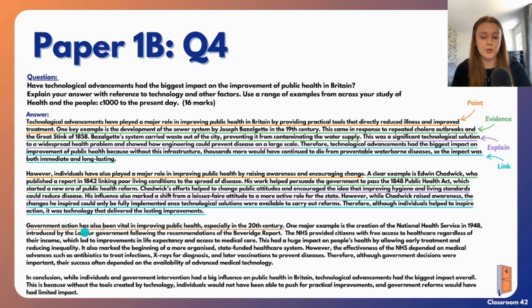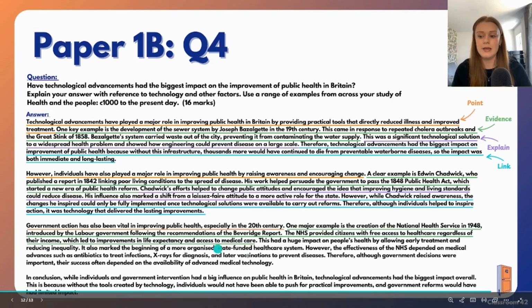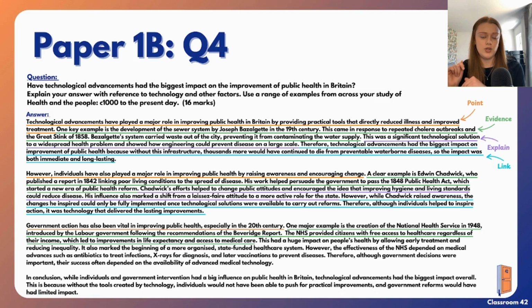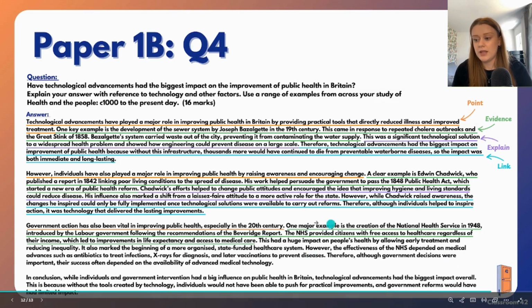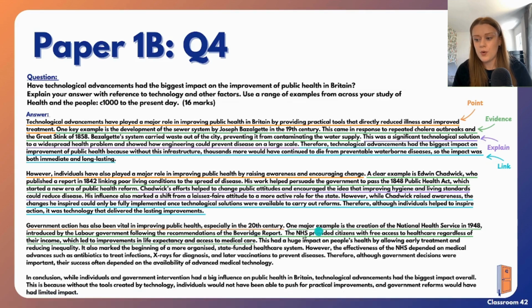So this time we're talking about the government also had a vital role in improving public health. So you can see here, our first two paragraphs were linked to the 19th century, but here we're talking about the 20th century, so we made sure that we've hit having at least two different time periods. So for this one, we are giving our evidence about the Beveridge report and about the NHS providing citizens with free access to healthcare, which led to improvements in life expectancy and access to medical care. So that's how government action helped to improve public health. We're going to explain this.